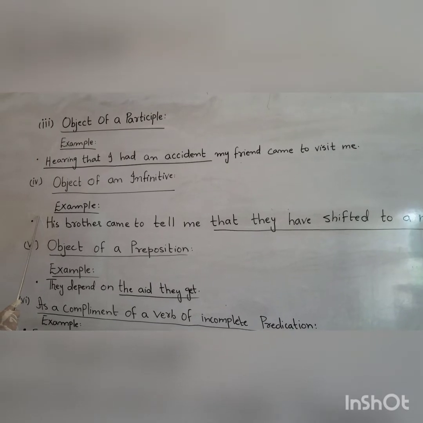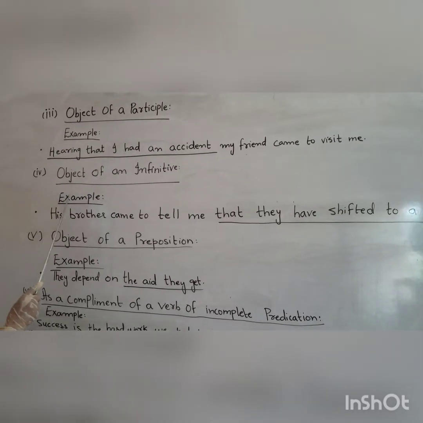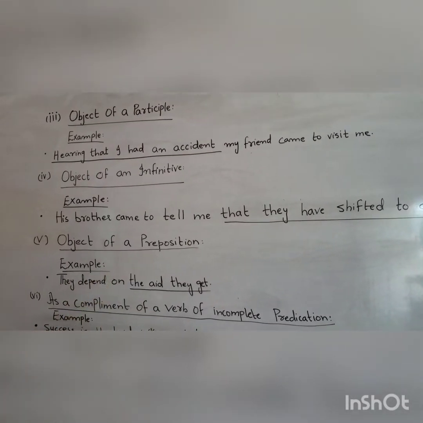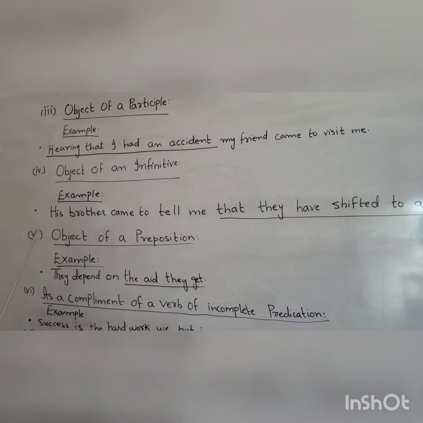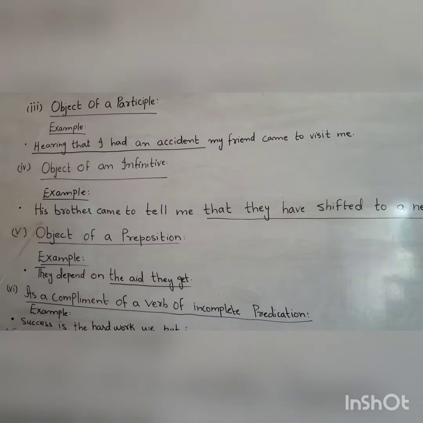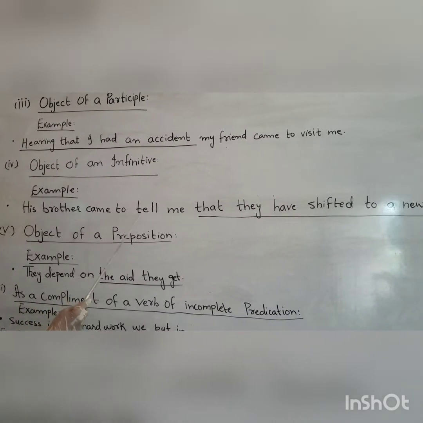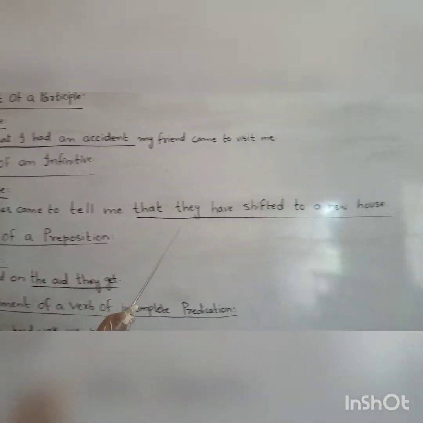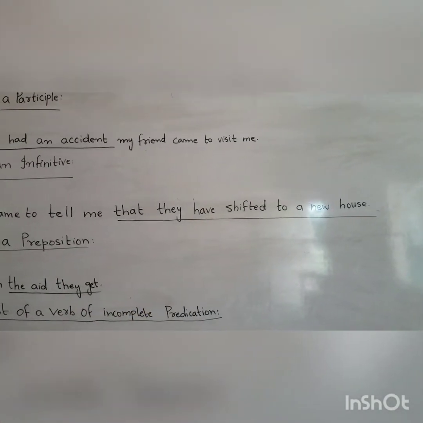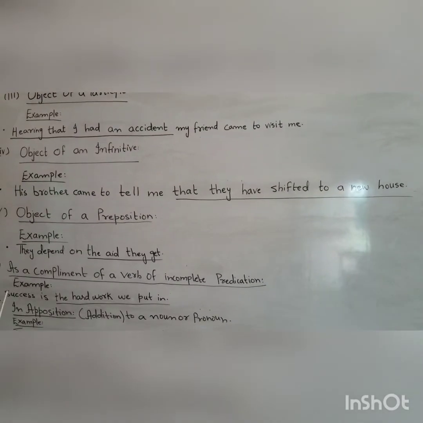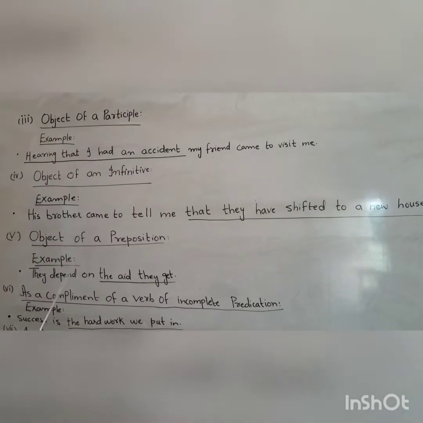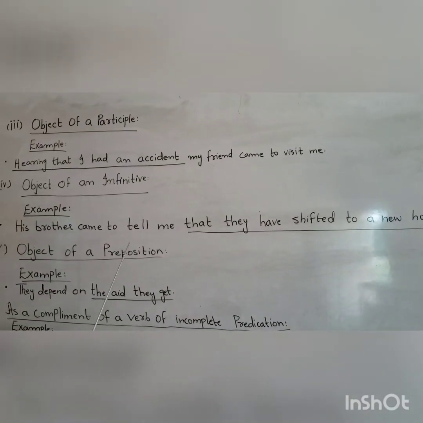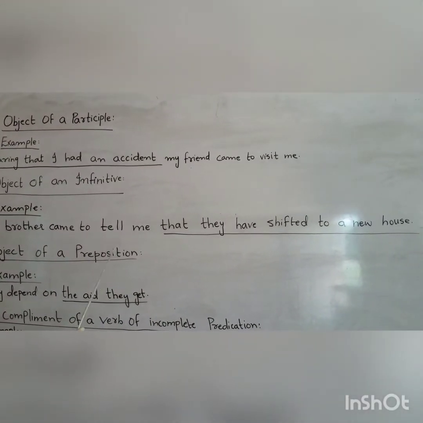Now the fourth function is when we are using it as object of an infinitive. If you look at the example, his brother came to tell me that they have shifted to a new house. The noun clause in this sentence stands as the object to the infinitive to tell.